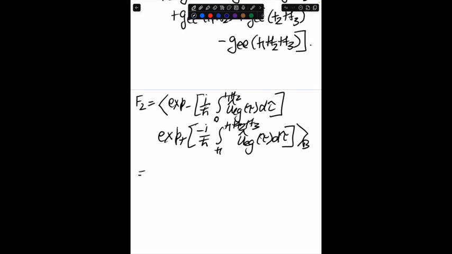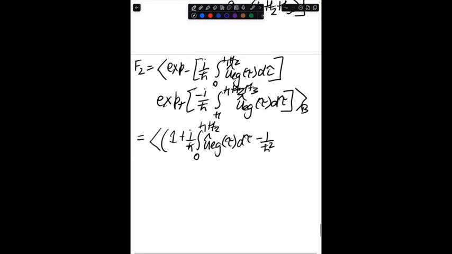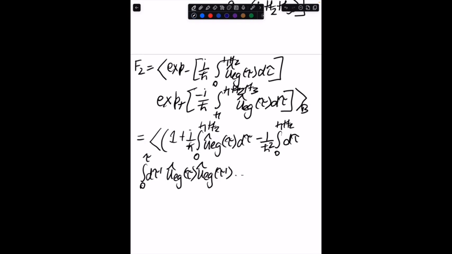Again, we expand the terms out. So you get 1 plus i upon h bar from 0 to t1 plus t2. You had eg tau, dt tau. And then you have a minus 1 upon h bar square for the second order term. 0 to t1 plus t2, dt tau, 0 to tau, d tau prime. You had eg tau, you had eg tau prime. And then 1 minus i upon h bar. I'm going to split it again, 0 to t1 plus t2 plus t3. You had eg tau, dt tau.